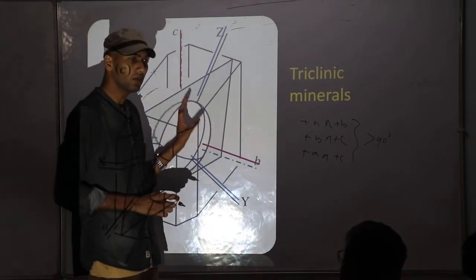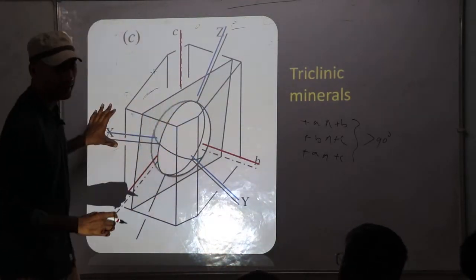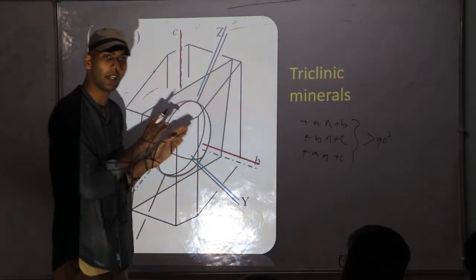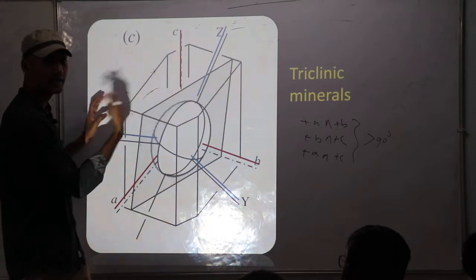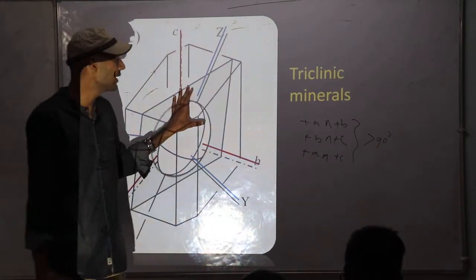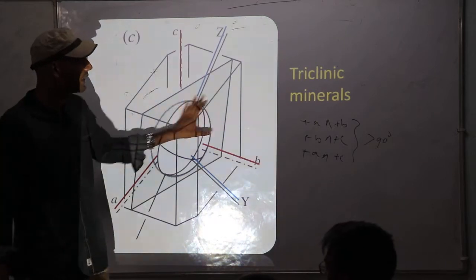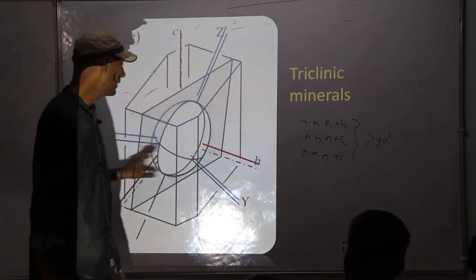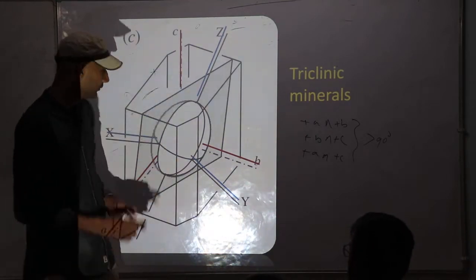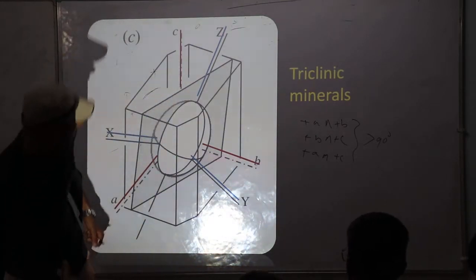Here you can also define the orientation by taking the angles. That is similar to the monoclinic case, when we defined the angle between A and C in the previous diagram. Similarly, in triclinic minerals you can take A and B, B and C, and A and C. Okay? So not going into details.